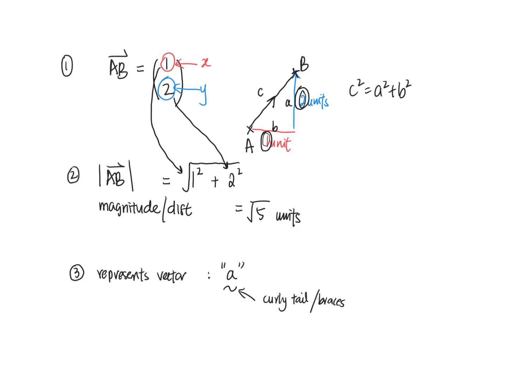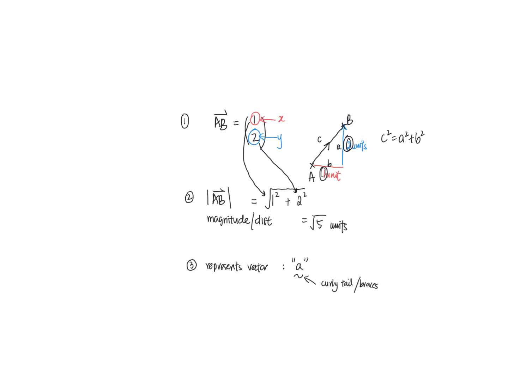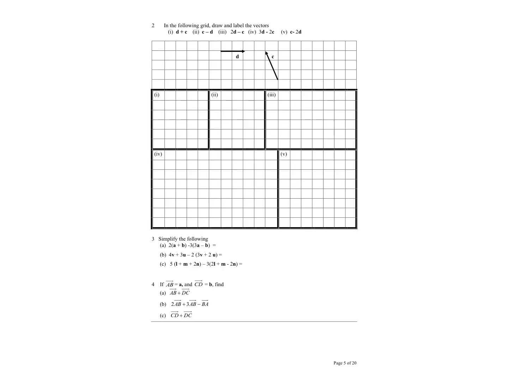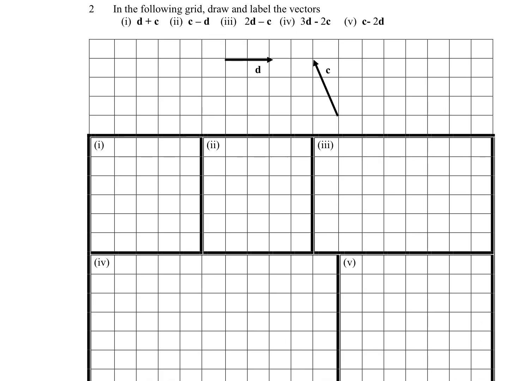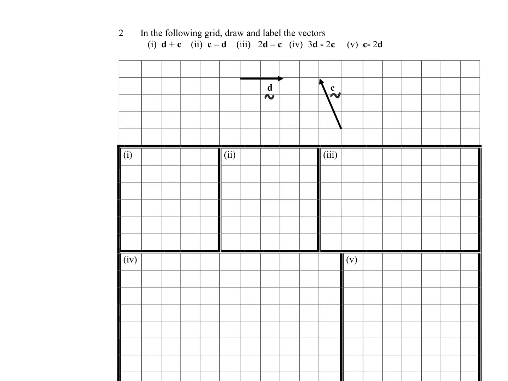Let's look at how to draw our page. Fine. So first thing first, this is the vector D and this is the vector C. When they ask you to draw D plus C, we need to follow the direction. So assuming this is my D. Oh, I cannot draw here. I must draw lower. Assuming this is D.